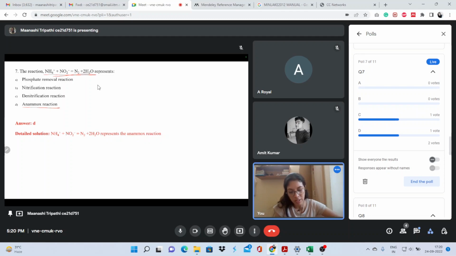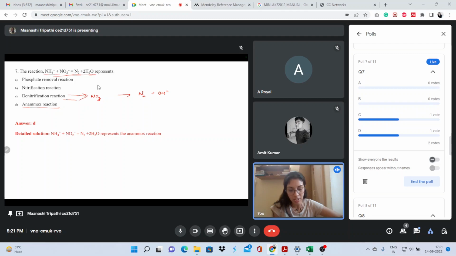So, this is the anammox reaction. What is the denitrification reaction? Denitrification is the conversion of nitrate to this. Some alkalinity will increase. So this is the basic reaction that will happen in denitrification. Nitrate is converted to nitrogen gas or molecular nitrogen.